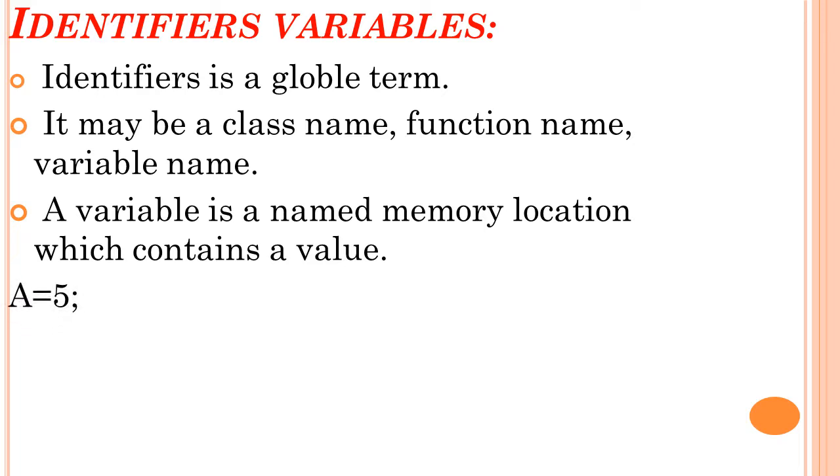Example, if you are going to add two numbers, you will write a equals 5 and b equals 6. Next you will write sum equals a plus b. Here a, b and sum are the variables present in the addition of two numbers program. Variable is a named memory location which contains a value. It needs to contain a constant value, and it needs to be stored in a memory location. This is known as a variable.